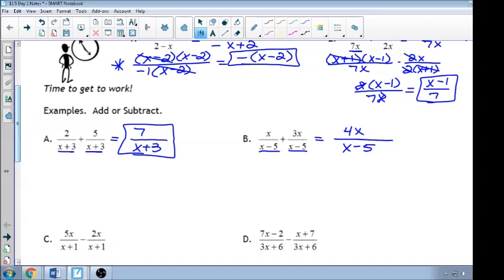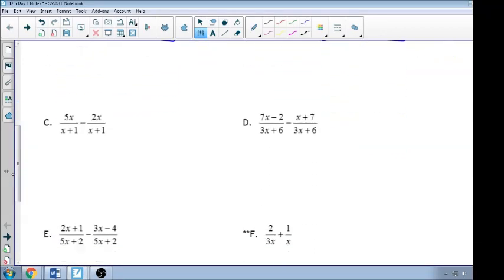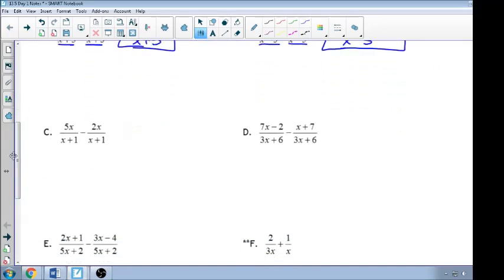Once I have them added, I am going to look and see if I could factor or cancel anything. In the first two cases here, that is not possible, so I am then just done. On to C, again, I need to check and see if the denominators are the same. So I have x plus 1 and x plus 1. They are the same. So I can take 5x minus 2x, which is 3x, over x plus 1. Again, I want to check and see if there's anything I can simplify, anything that I can adjust here, and there's not. So I'm done.